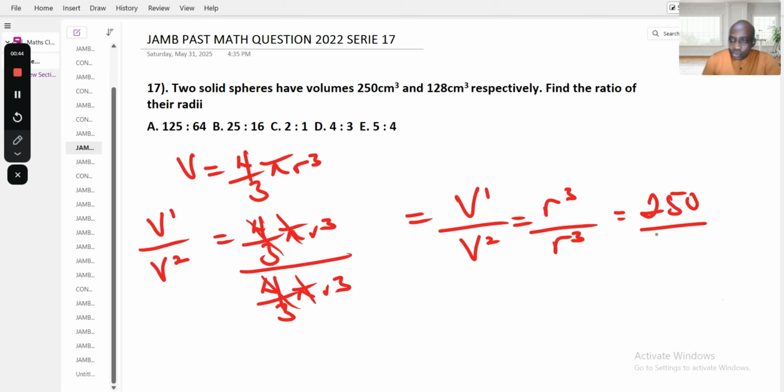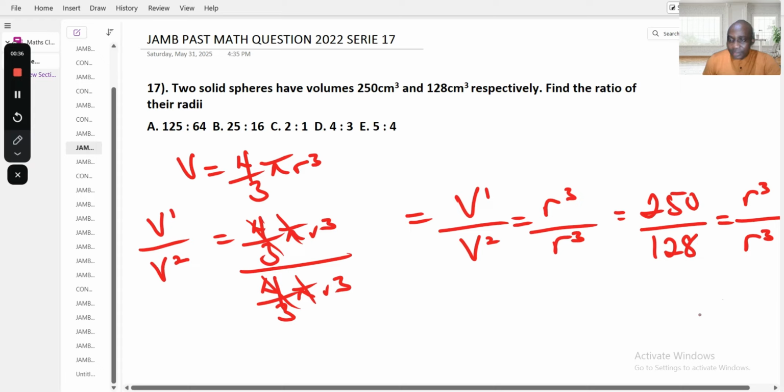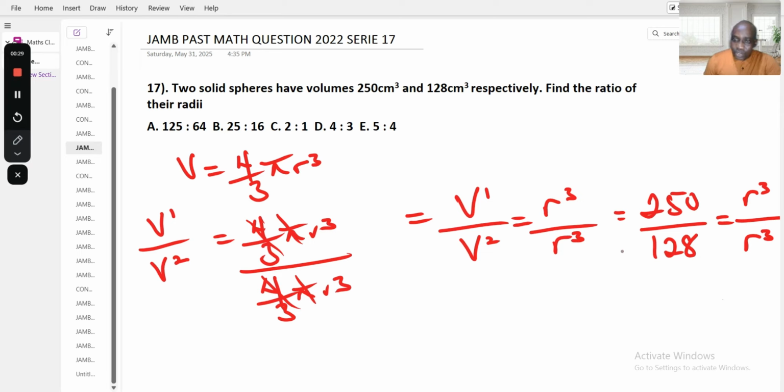What is our V2? 128, isn't it? Well, 3 over r raised to the power 3 for the radius. Now we are going to move this ratio and put it on the 250 on both sides. It's the same thing like this. 250 over 128.